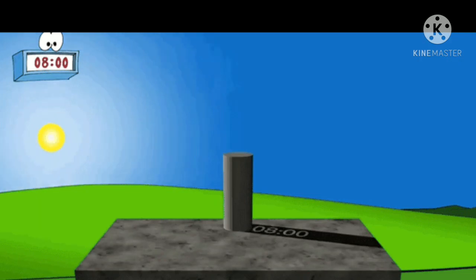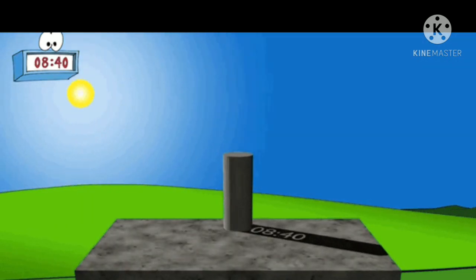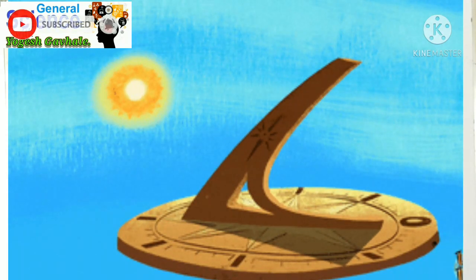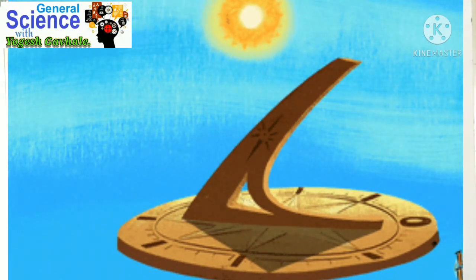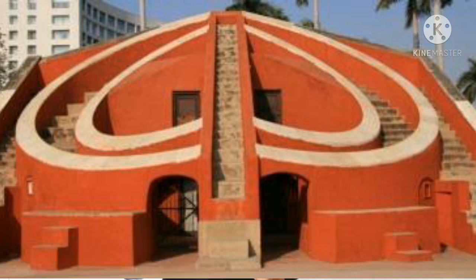Such a measurement of time was done by using a device that is called a sundial. In India there is a big sundial at the Jantar Mantar in New Delhi. In previous times different types of sundials were used to measure time.